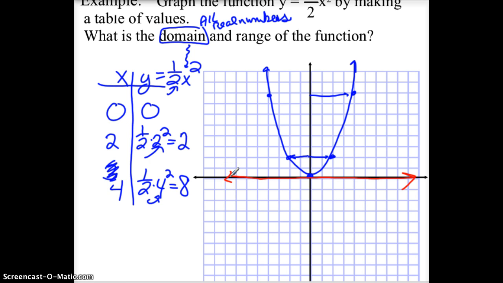Consider that red line kind of like a horizontal fence. So my range, the y values, what comes out of that function is always living above the fence. The vertex hits it right here at 0, 0. So my y's are always greater than or equal to 0, which should make sense from the equation because we can't square things and get a negative. So that makes sense for that one.